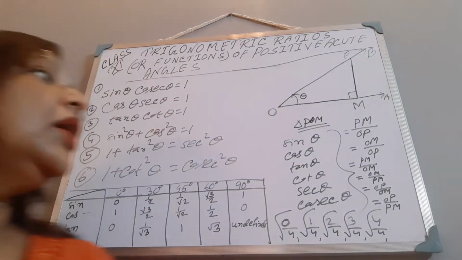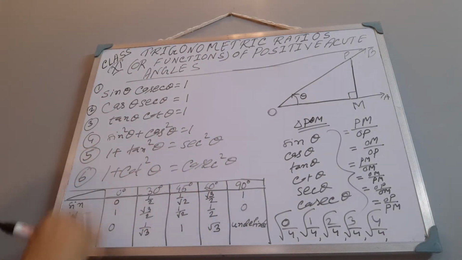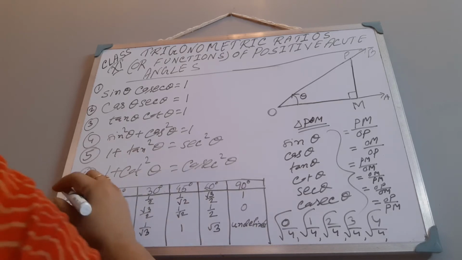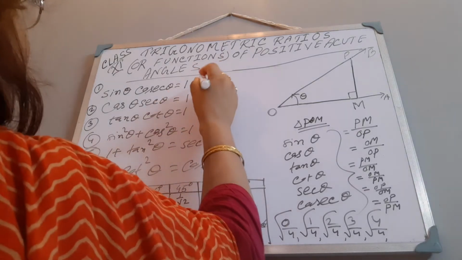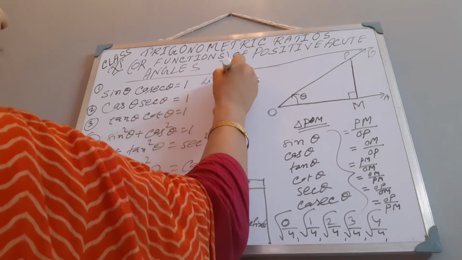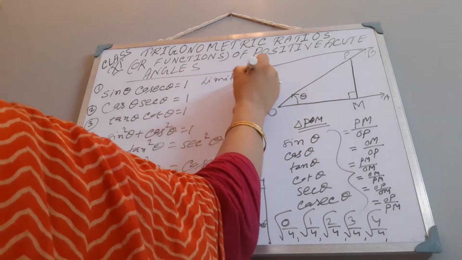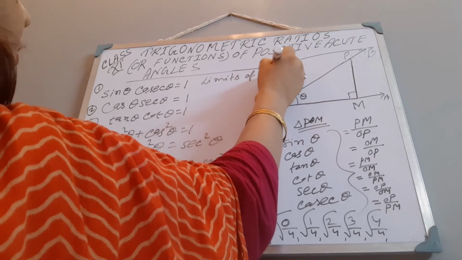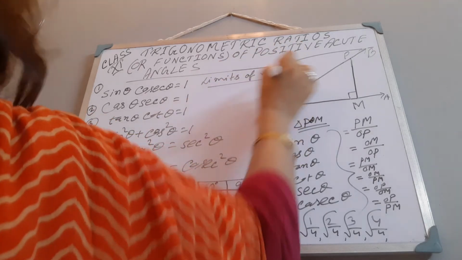Okay. We have already completed this part in our previous classes. Now there are limits. What are the limits? Limits to the values of ratios. What are the limits of values?